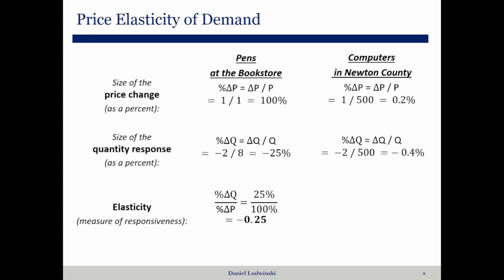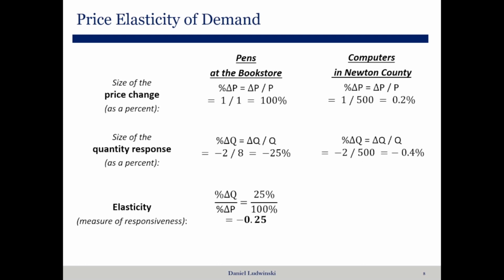In this case, for pens, the percentage change in quantity is 25%, and the percentage change in price is 100%. And so the elasticity, the price elasticity of demand for pens is -0.25. Just a note about signs here.